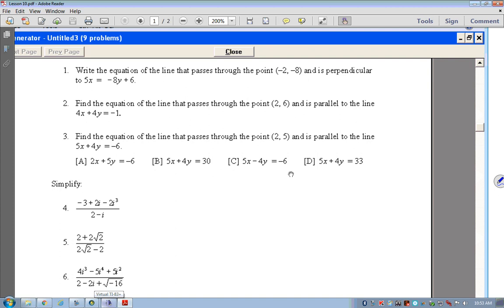Today, Lesson 10 talks about a couple different things. This Algebra 3 Lesson 10, we're going to talk about the equation of a line. We have rational denominators, and we have completing the square. So we have three big sections in this. So we're looking at question number 1.